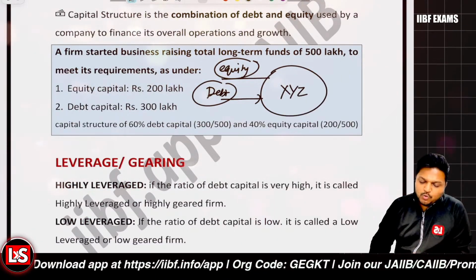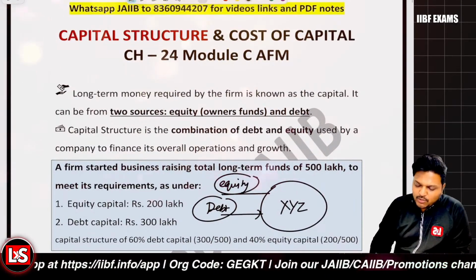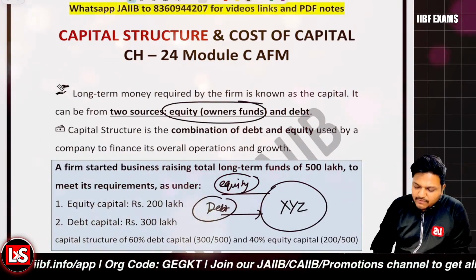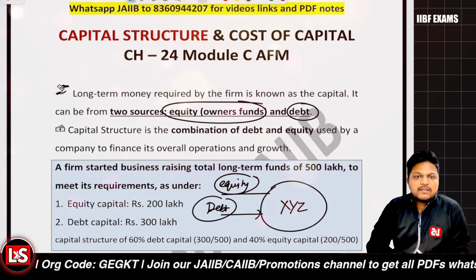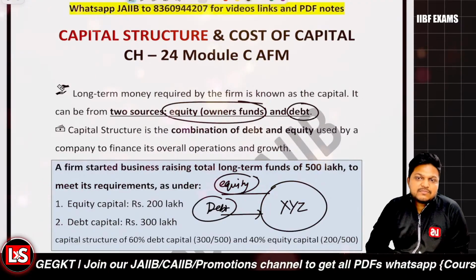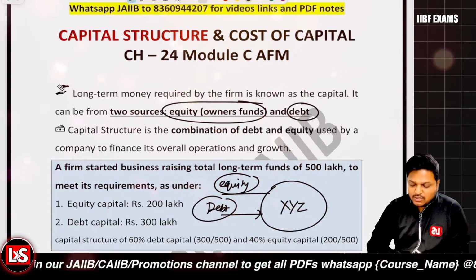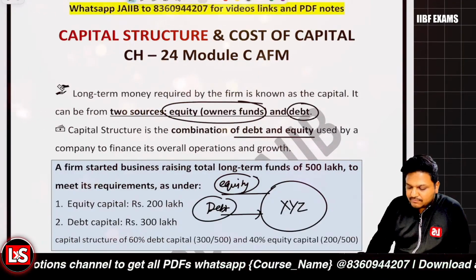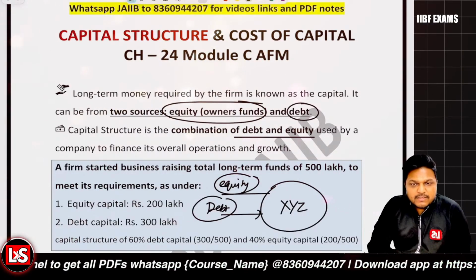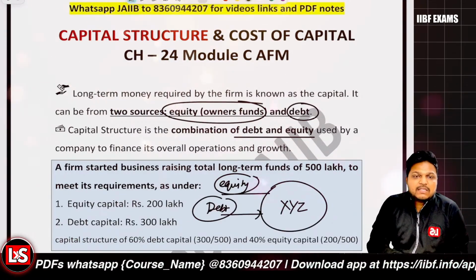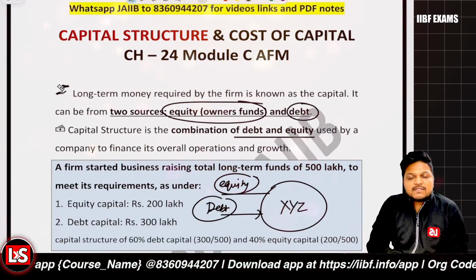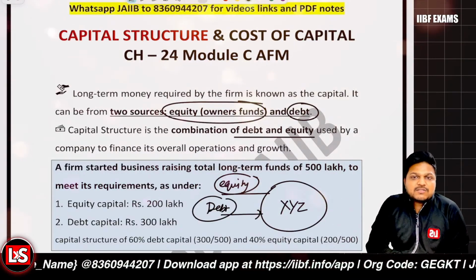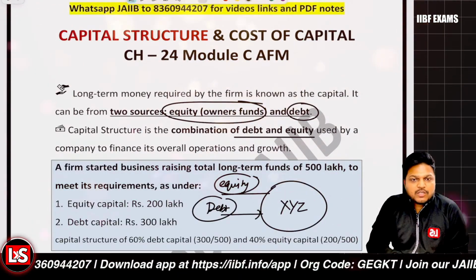So we have two types of funds only. One is related to equity, that is the owners' funds, and the other is debt. Capital structure is a combination of both debt and equity, used by the company to finance its overall operations and growth.